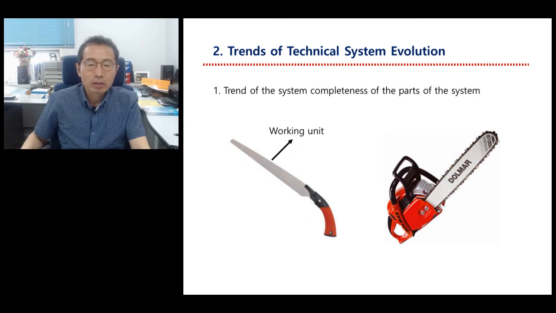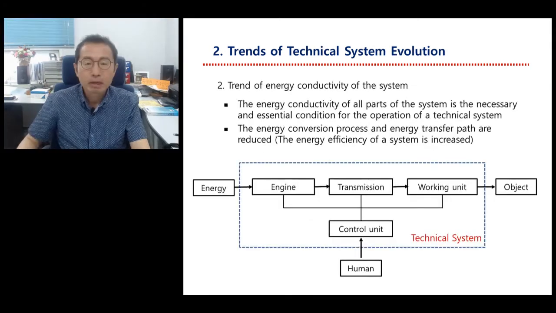The next trend is the energy conductivity of the system. The second trend of technical system evolution is the trend of energy conductivity of the system.